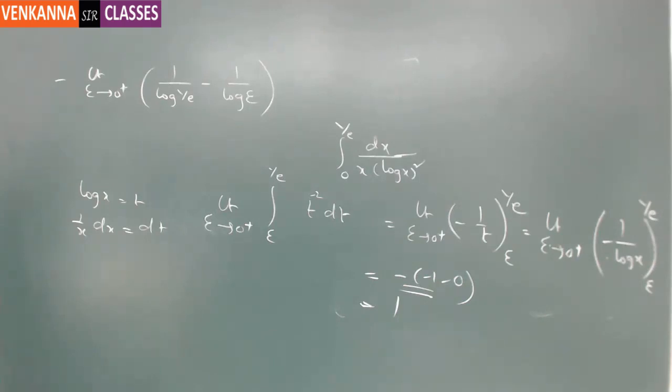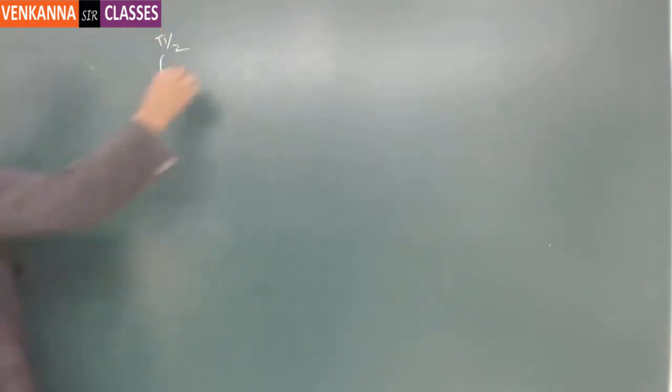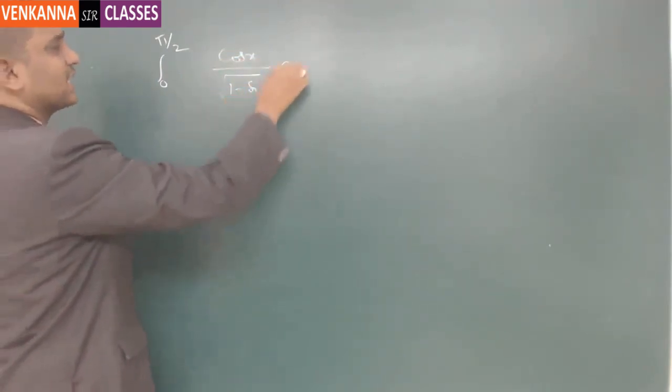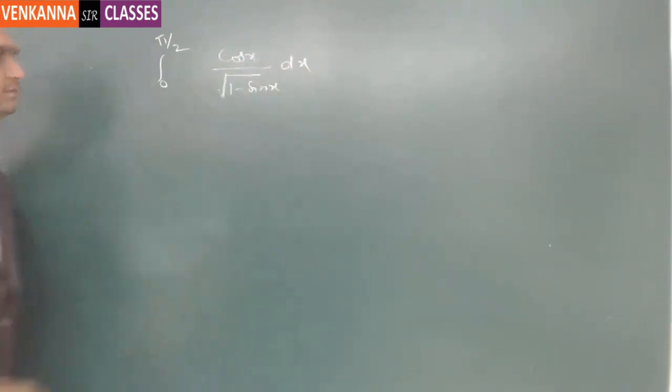Any other confusion over this problem? So the other one is integral 0 to pi by 2 cos x by root of 1 minus sin x dx. Please take a note of this problem. Now you should tell among the two points 0 and pi by 2, which one is the point of discontinuity? 0 or pi by 2?